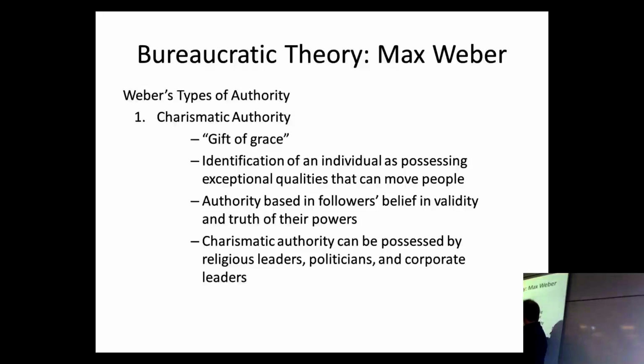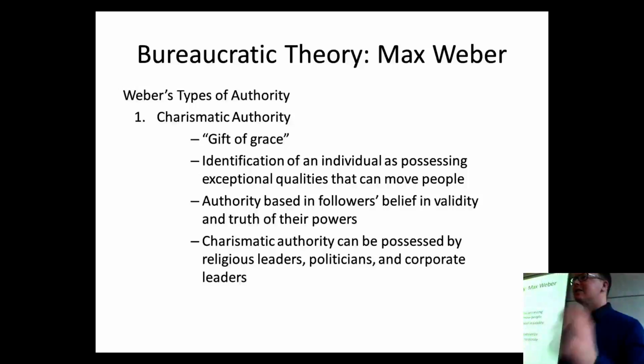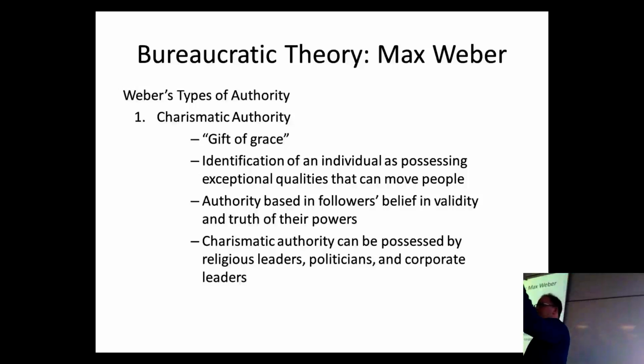So here he had the identification of an individual as possessing exceptional qualities that can move people, and this was based on different elements. He said, look at the workers' movement. There were also these charismatic, authoritative leaders. Where was that coming from? He noticed that authority is based in followers' belief in the validity and truth of their powers. So it didn't just reside with a king or queen, this is probably the most common one, or an emperor or empress. Actually, I'm not sure if that is the female form, but anyway. The point is, you have these roles.